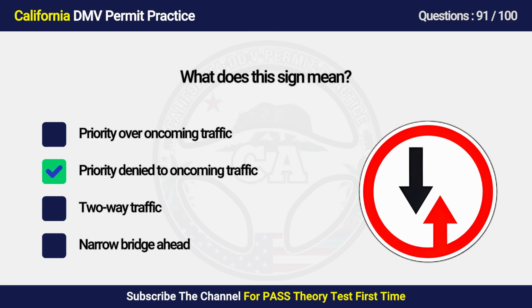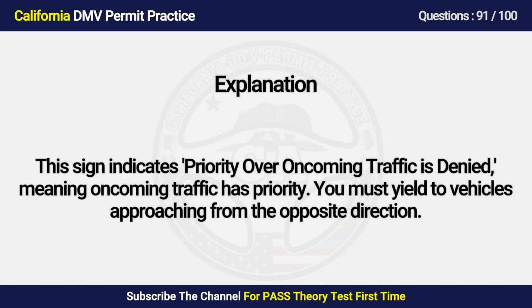Answer is B. Priority to oncoming traffic. This sign indicates priority to oncoming traffic, meaning oncoming traffic has priority. You must yield to vehicles approaching from the opposite direction.